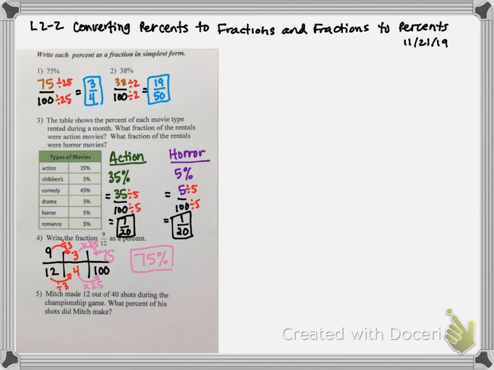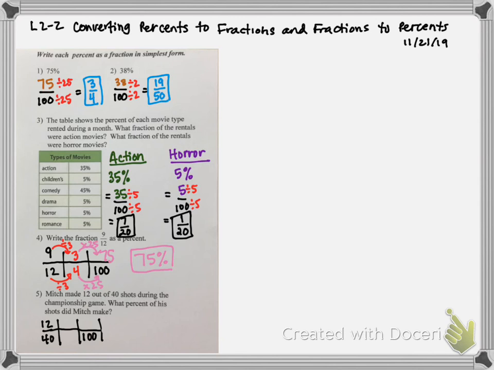Okay, last one. Mitch made 12 out of 40 shots during the championship game. What percent of his shots did Mitch make? All right, so I'm going to do a table again. Yeah, I think I can fit that in there. So we made 12 out of 40 shots. Oh, not 14, 40. Try that again. And looks like I got too much here, so let's erase this piece of it. And let's see, and I want to change it into percent. So that means it's got to get to 100.